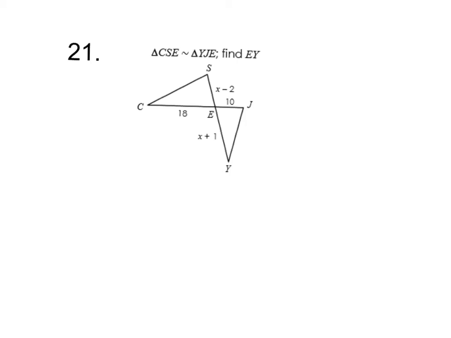All right. Last one. Find EY. So EY is x plus 1. EY is the 2 outside. The 2 outside is CE. CE is 18. So I started with the right triangle, so now I need the other thing on the right triangle. And again, this is one we don't know how to solve. We don't know how to cross multiply this. So we're just setting it up and we're good.